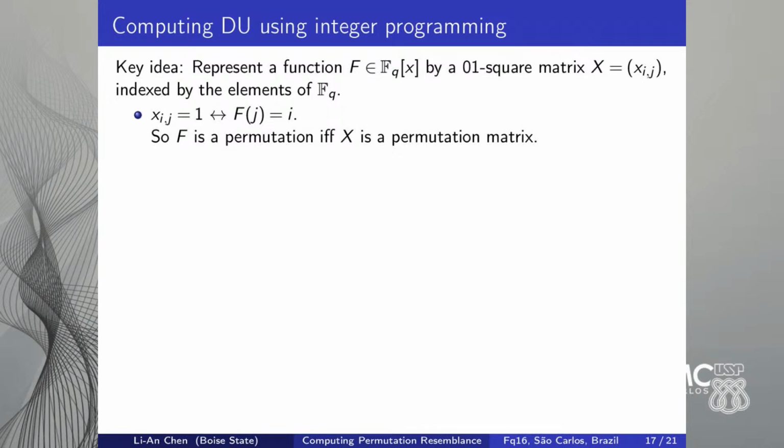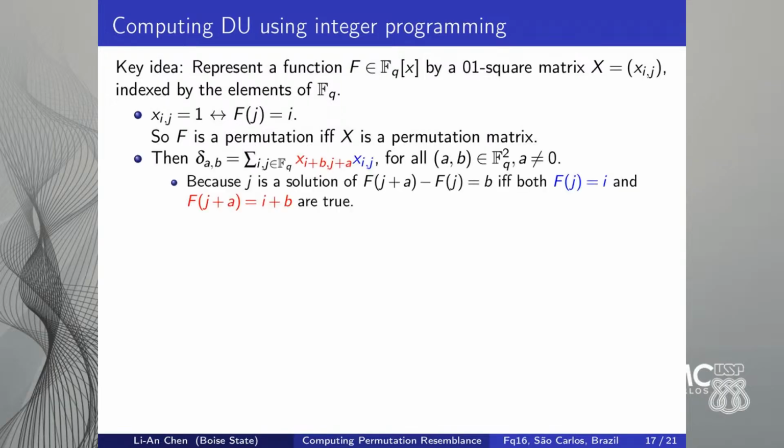The idea is I want to think about a function as represented by a 0, 1 square matrix x. This x is q by q, indexed by the elements of Fq. For a position xij, it is 1 if and only if f sends j to i. So in other words, f is a permutation if and only if x is a permutation matrix. With this notion, we can actually write delta AB, the number of solutions to the difference polynomial, as a sum of quadratic 0, 1 variables.